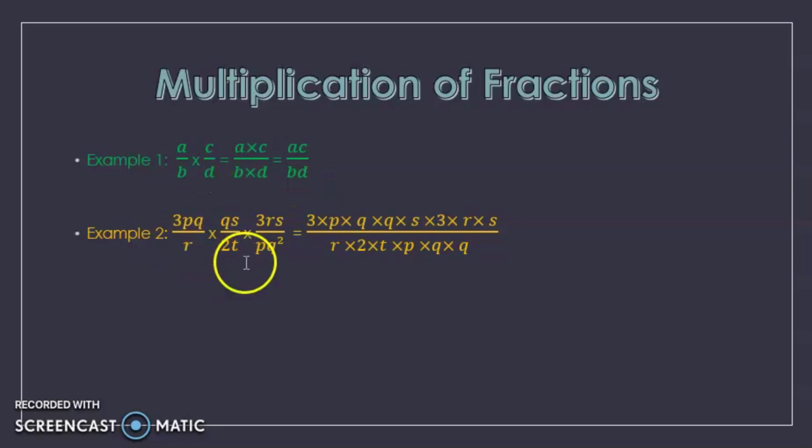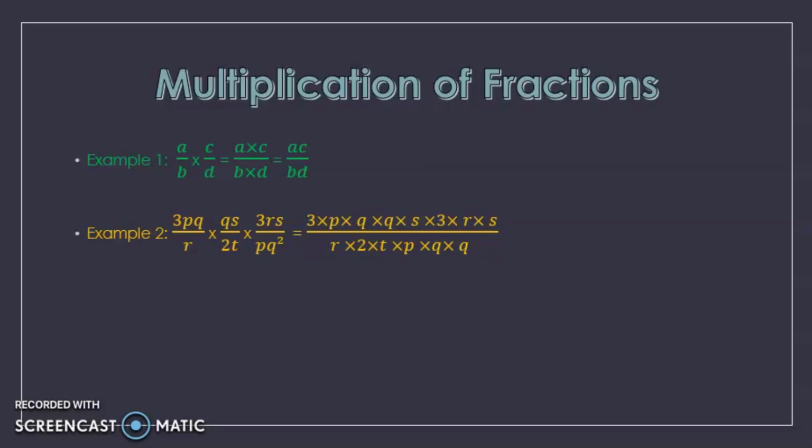In the next example, this is a more complicated one. Not so complicated once you understand, but it's not as simple as the first example. So we first need to expand this, like 3 multiplied by p multiplied by q, expand the numerators and the denominators out. Then we cancel the common numerator and the common denominators. So let's cancel those. Okay.